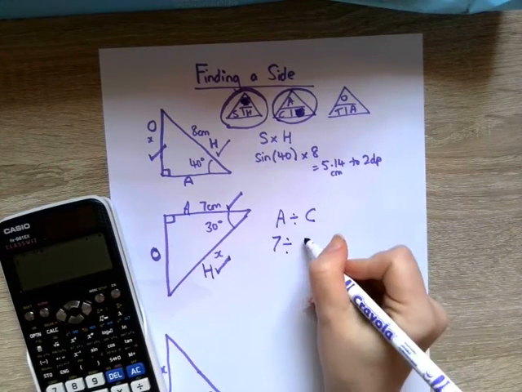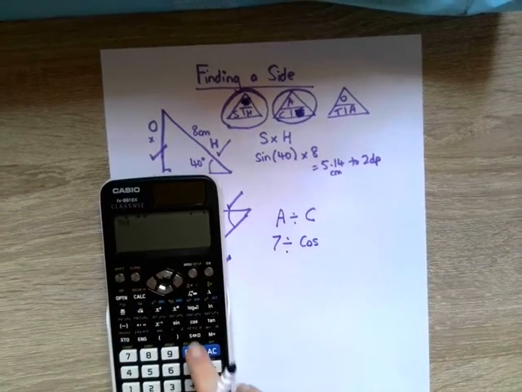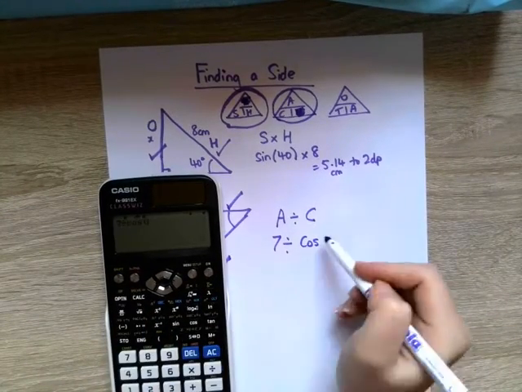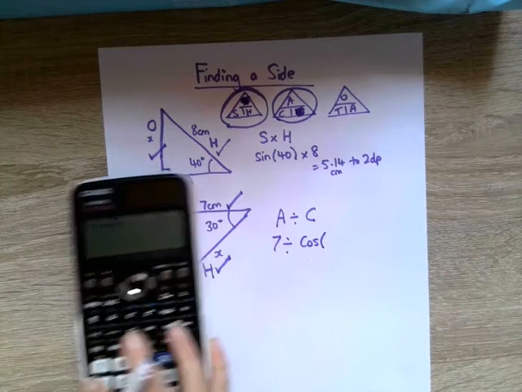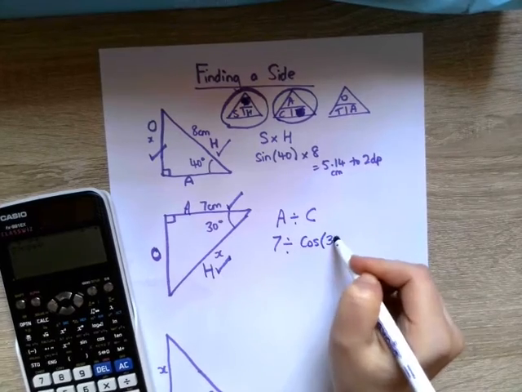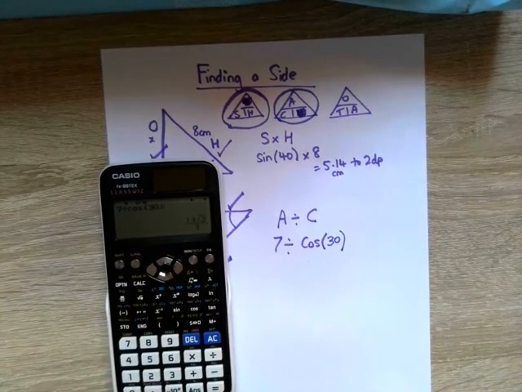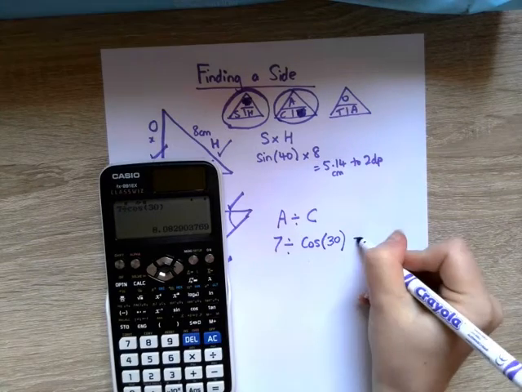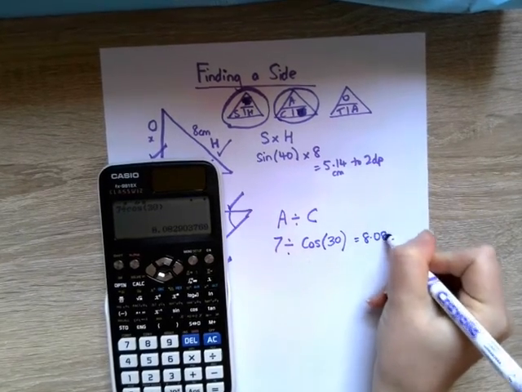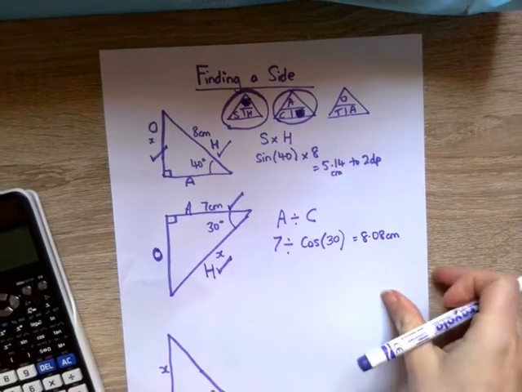C stands for cos. And again, if you start doing that on your calculator, you'll see once you type in the cos, it opens up the bracket again. And like I said before, it's the angle that you put in the bracket. So you just put 30, close your bracket. Then you should get an answer of 8.08 centimetres.